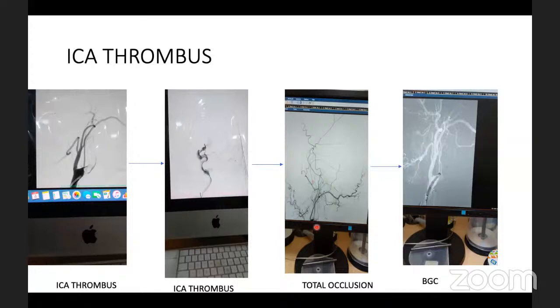So because of the high thrombus load, it was decided to use a balloon guide catheter, because there's a huge clot burden and the clot will have a tendency to migrate. So we'll do a proximal flow arrest. So the balloon guide catheter was taken.